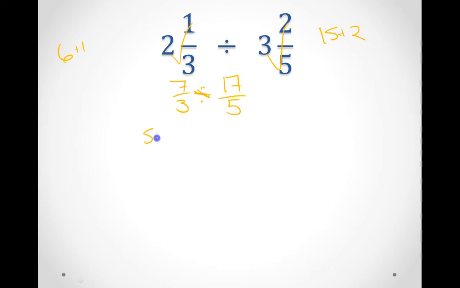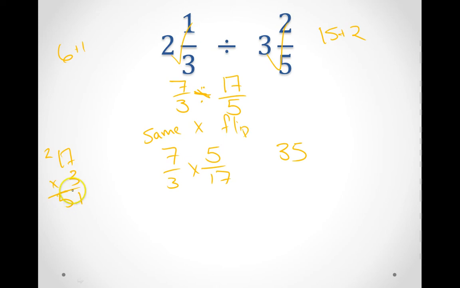So, same times flip. 7 over 3 times 5 over 17. Don't forget to flip that second fraction. Same times flip. 7 times 5, that is 35. 17 times 3 is 51. So we have 35 over 51. I think that is reduced all the way. I think so. And we are done.